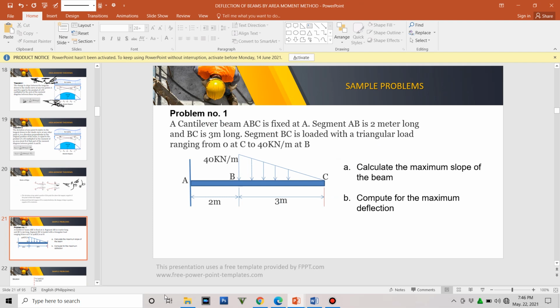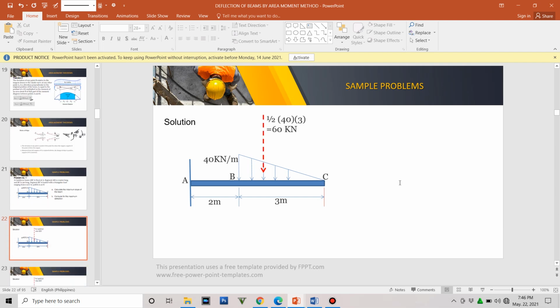So, let's not prolong this. Let us have an example. In this example, we involve a cantilever beam, ABC. It is fixed at point A. Okay? So, we have a triangular load, ranging from 0 at the tail, which is at C, and its head is at point B. Here, we calculate the maximum slope of the beam and then compute for the maximum deflection.